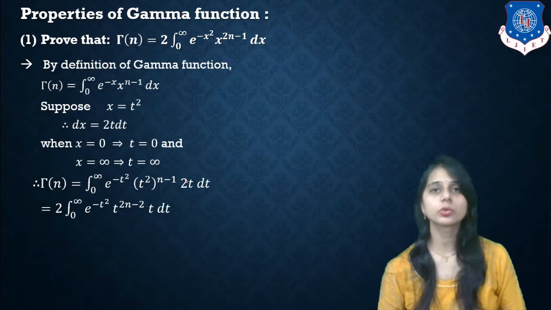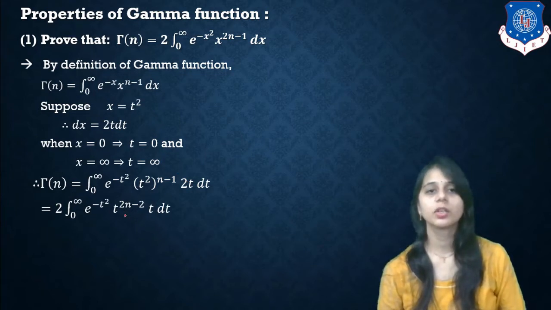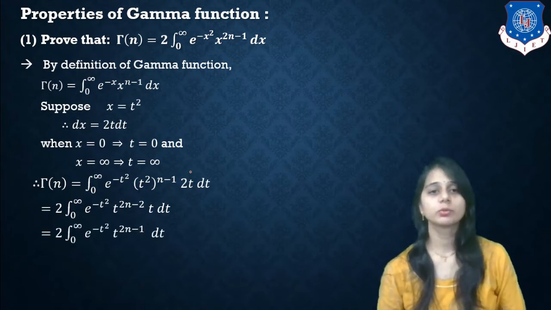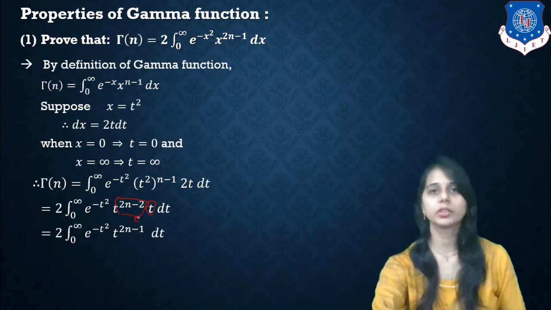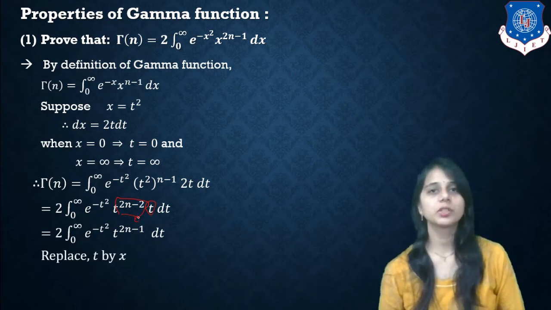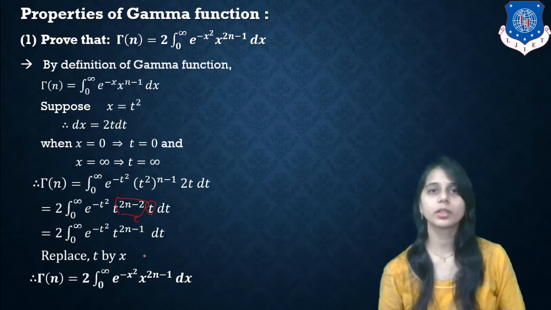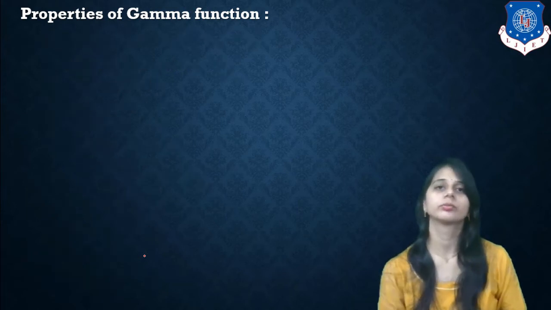Now it is 2 times integral 0 to infinity e raised to minus t square, t raised to 2n minus 2, into t. We say that it is t raised to 2n minus 1. Now replacing t by x, we get 2 times integral 0 to infinity e raised to minus x square, x raised to 2n minus 1 dx.